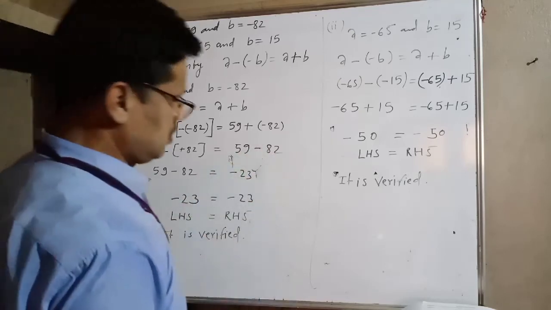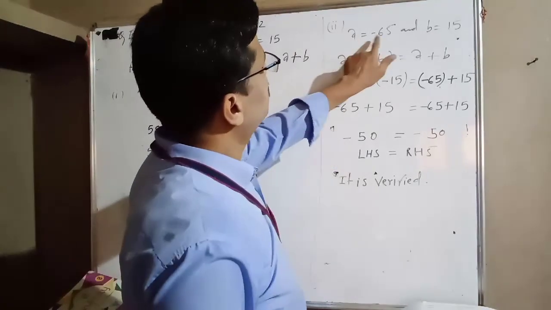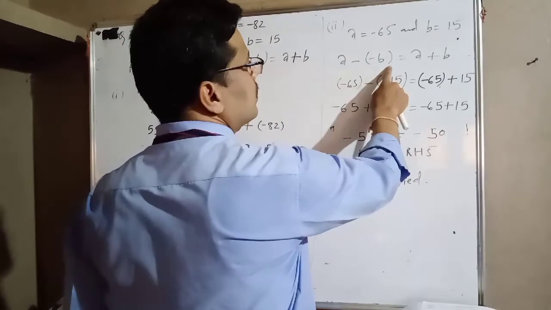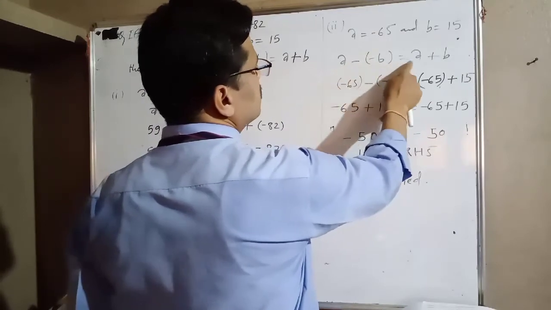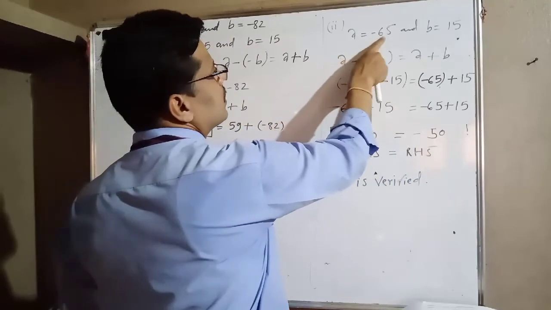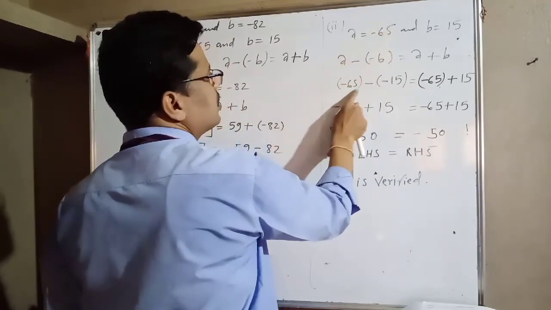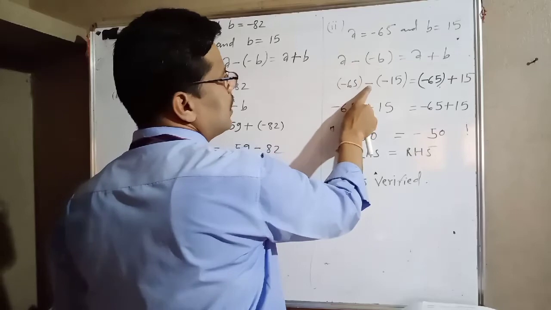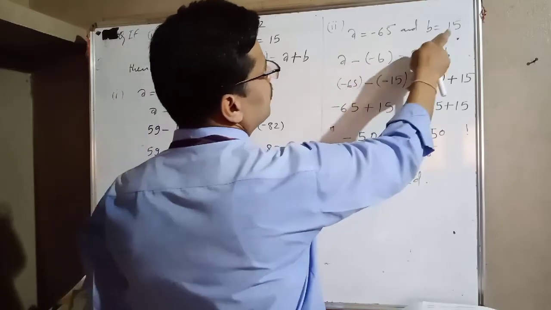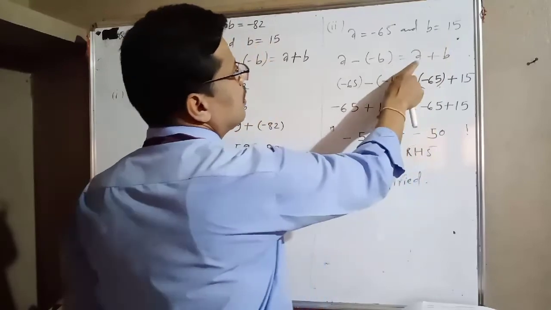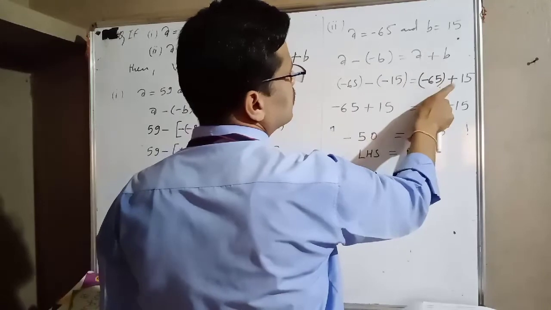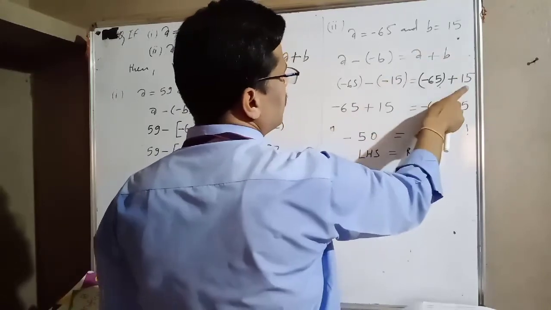Next question. The next question, a is equal to minus 65 and b is equal to 50. Here also we have to verify the same, a minus b is equal to a plus b. So again we have to put the value of a. The value of a is minus 65. It is negative, that's why we are putting it in the bracket. Minus sign here. What is the value of b? 50. We are putting the 50. A minus is negative, that's why we are putting a bracket. Plus b, 50.